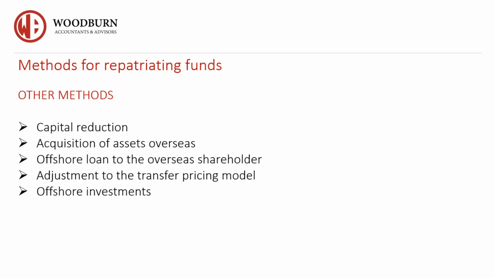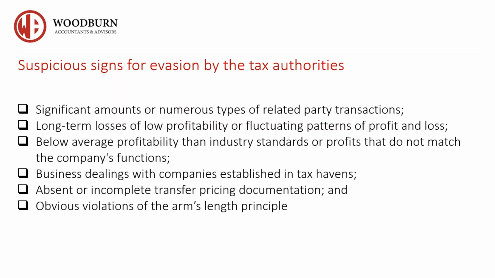Now, I have 2 more slides to go for today's presentation. And I think one of the most important slides is looking at what are suspicious signs for the tax authority, what are trigger points for the tax authorities to think that maybe you are doing tax evasion or avoiding taxes. So I've listed a couple of points here, and probably the most significant one is the first one, which is you have significant amounts or numerous types of related party transactions. So, you have to do things realistically.